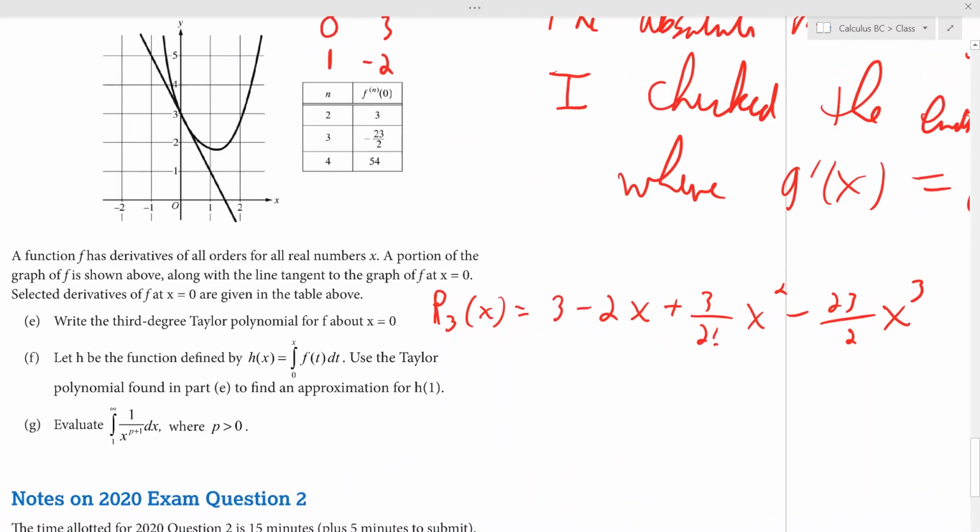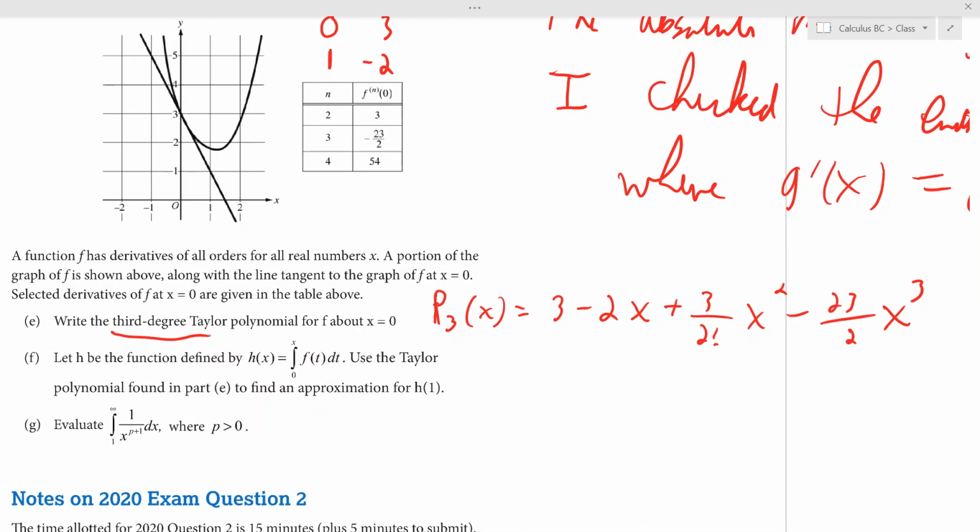So pay attention to whether they say the third degree or the first 3 terms or whatever. Degree means go out to that exponent. First 3 non-zero terms means you got to keep going until you get terms that aren't 0, and there's 3 of them. All right.